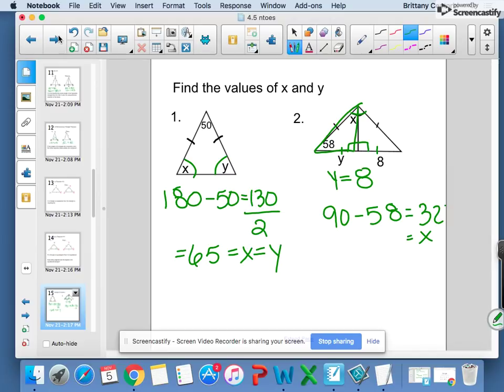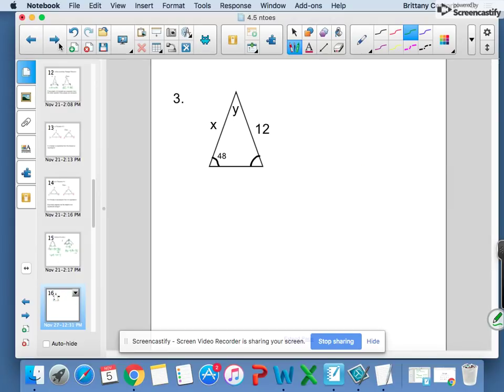And then why don't you go ahead and try this last problem on your own, and I will check those with your notes when you're done.